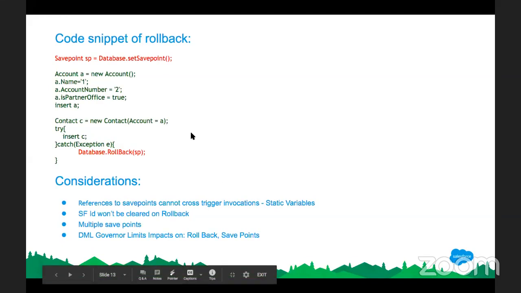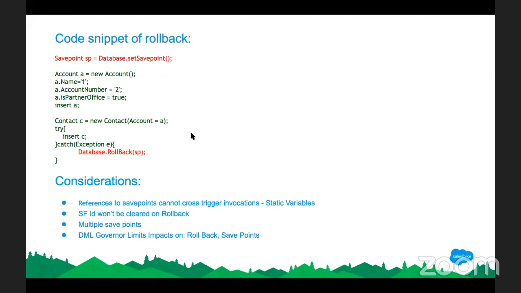Here I'm doing two DMLs. Everything will be counted against your governor limits. The two records here are processed. If you are doing the rollback, then it is also counted one more time against the governor limits, which means 4.